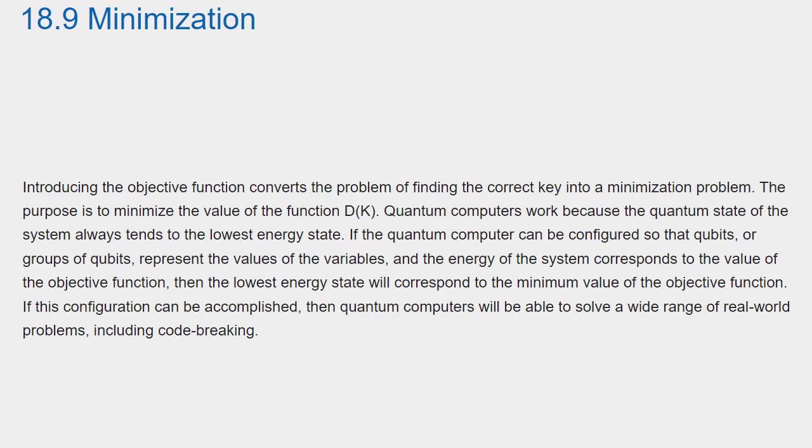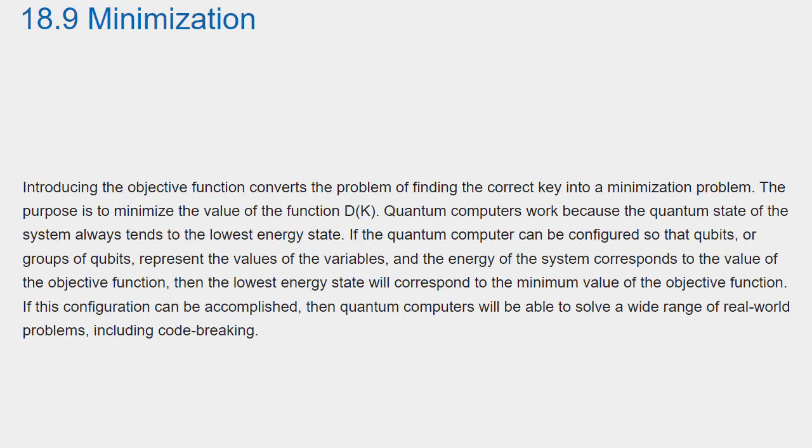Section 18.9 Minimization. Introducing the objective function converts the problem of finding the correct key into a minimization problem. The purpose is to minimize the value of the function d of k.